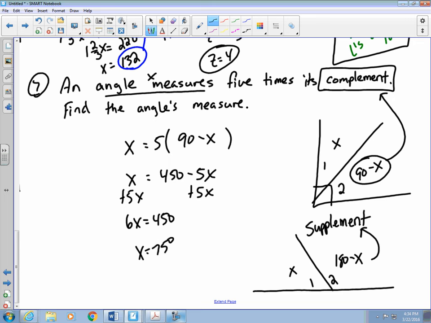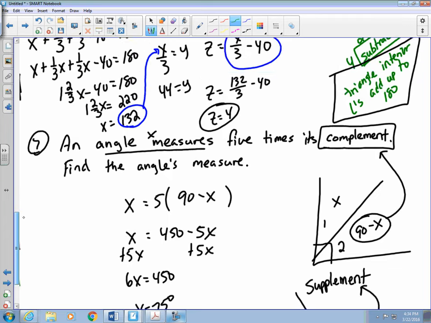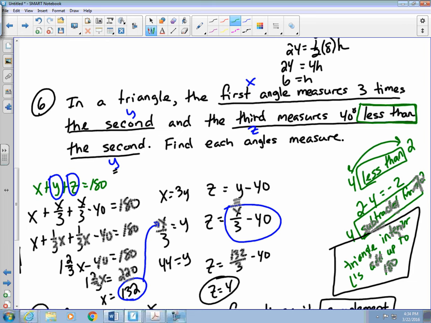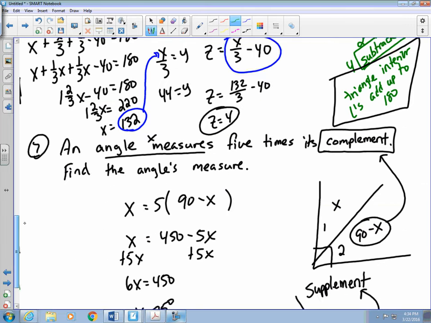Now I believe on the test they'll throw in that "less than" in there, or "subtracted from." We actually have to subtract and switch the order. So it looks something like this, I believe. An angle measures 5 times its complement less than a certain number. So I just want to reference the fact, really watch for this "less than." I mentioned it here, so I'm not going to do another question with it. But if they throw the complement in there and "less than," just make sure that you switch the order.